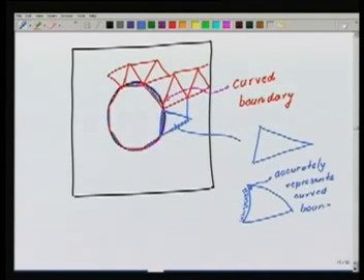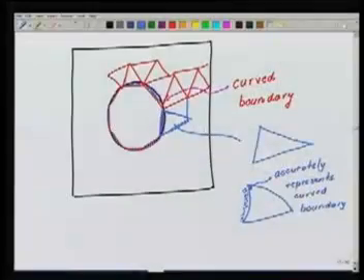Okay, in case I don't have curved boundaries, then all that we have done works perfectly fine. It is only when you have to deal with curved boundaries or curved domains that you have to talk of curved elements.